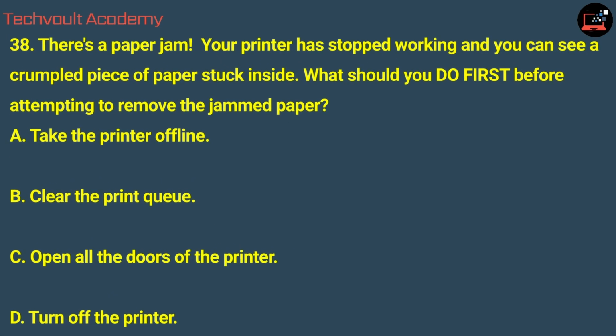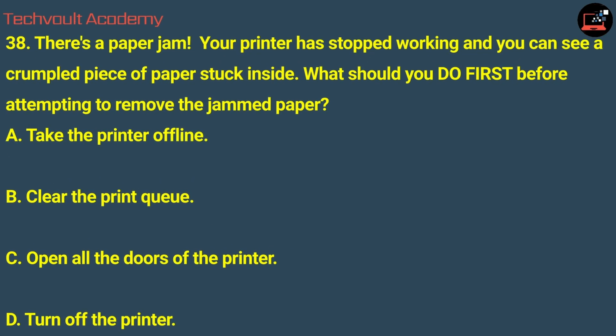38. There's a paper jam. Your printer has stopped working and you can see a crumpled piece of paper stuck inside. What should you do first before attempting to remove the jammed paper? A. Take the printer offline. B. Clear the print queue. C. Open all the doors of the printer. D. Turn off the printer.